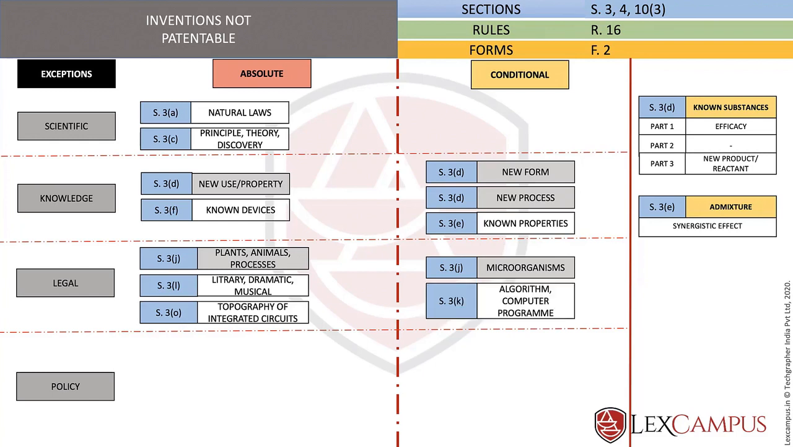3K is also categorized as a legal exception because 3K talks about a mathematical method or a business method or a computer program per se or algorithms. Now, mathematical methods and business methods are not covered in any law, but computer programs are covered under the Copyright Act. So, because it's covered in the Copyright Act, it is excluded here.